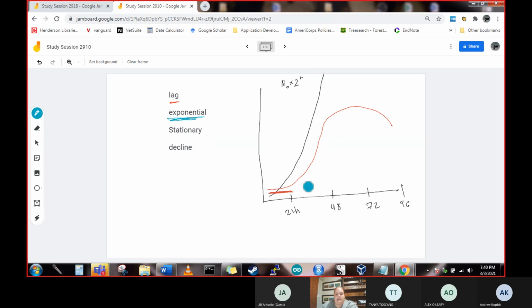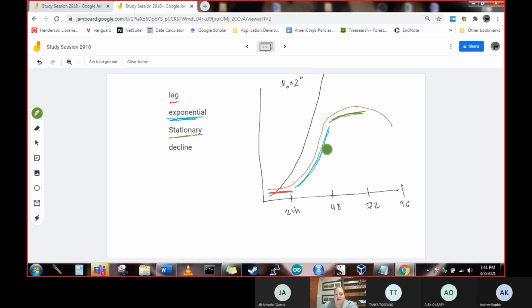The next phase you're going to see is that exponential phase. So it should mirror what you would expect theoretically, and you will see exponential growth during that phase. Your 4th phase is going to be your stationary phase, where you see that growth slowing down and eventually stopping.